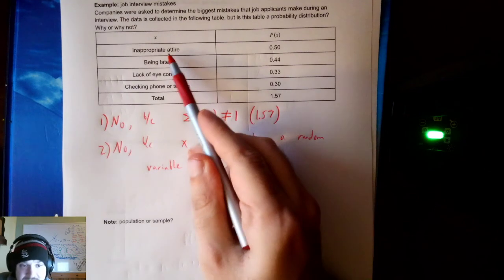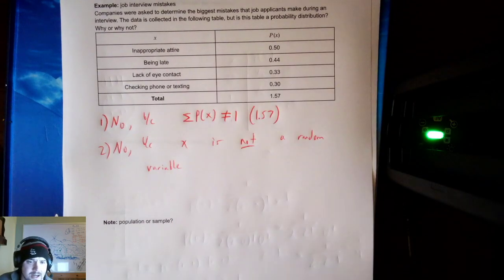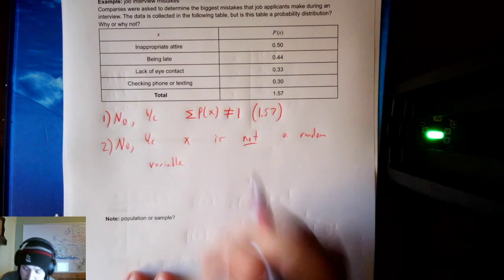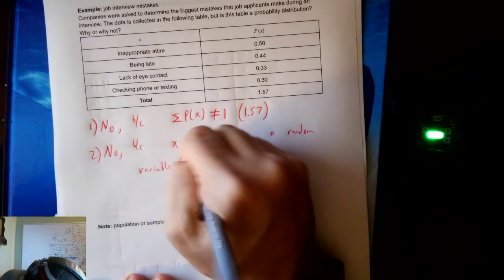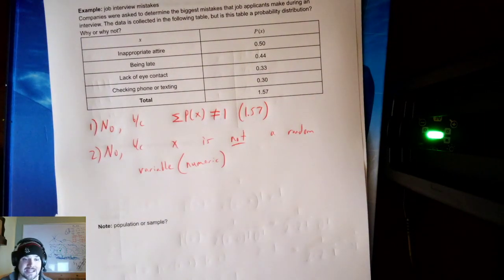Is inappropriate attire a numerical value determined by chance? It might be determined by chance, right? When you select a job applicant, what they show up in is random, right? But what they show up in, if they show up in a t-shirt or a suit, those aren't numbers, right? Inappropriate attire is not a number. X is not a random variable because it's not numeric. Remember, you need numeric. So either of these would be a fine answer.